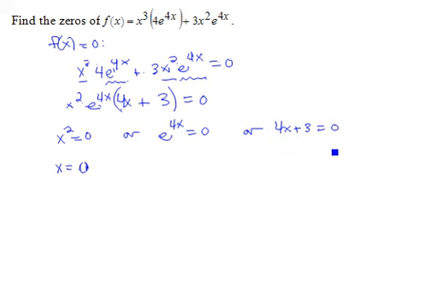And 4x plus 3 is 0 if x is negative 3 divided by 4, so that is the second solution. So the zeros are x equals 0 and x equals negative 3/4.